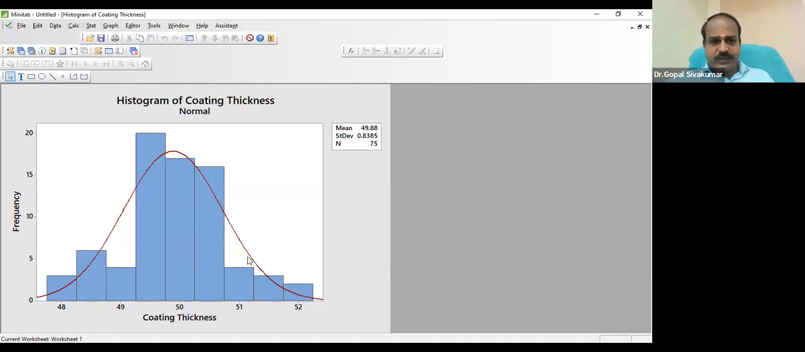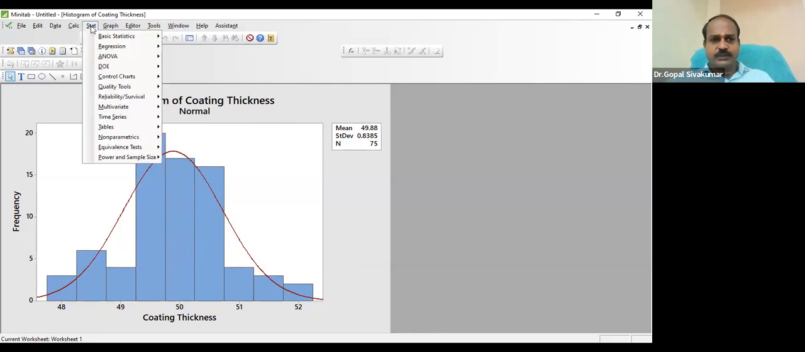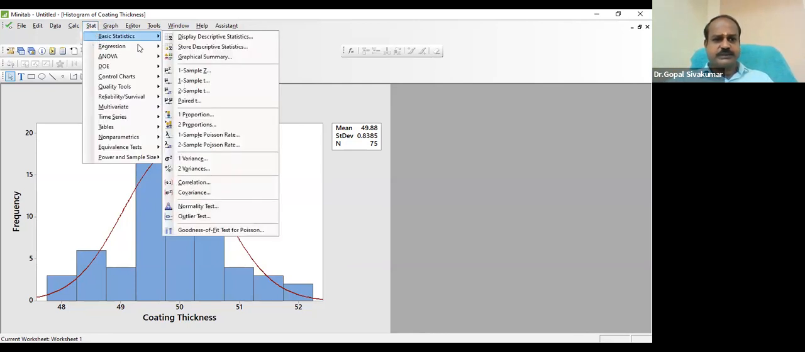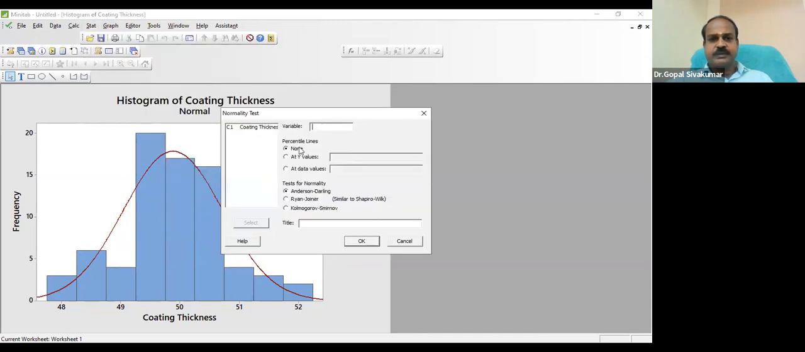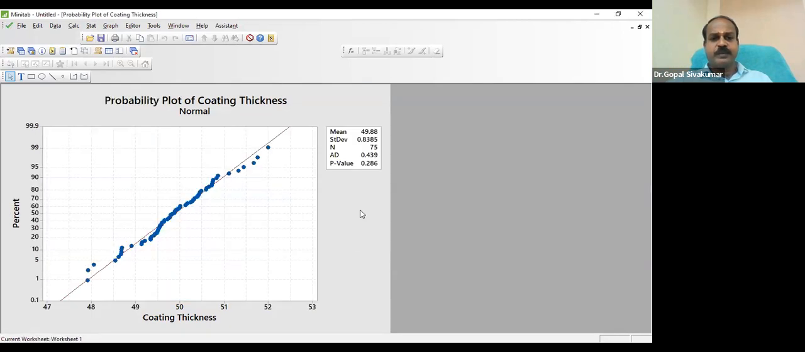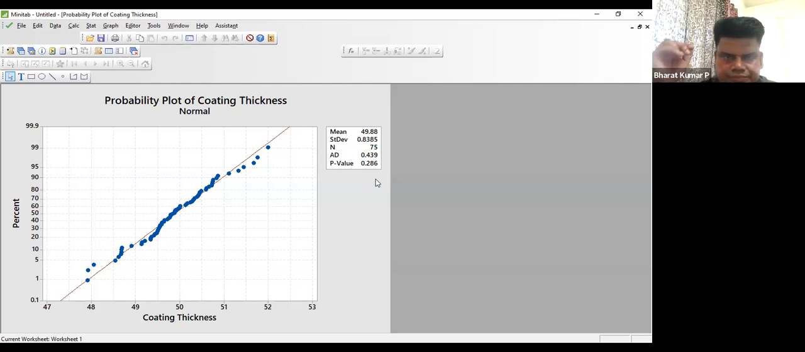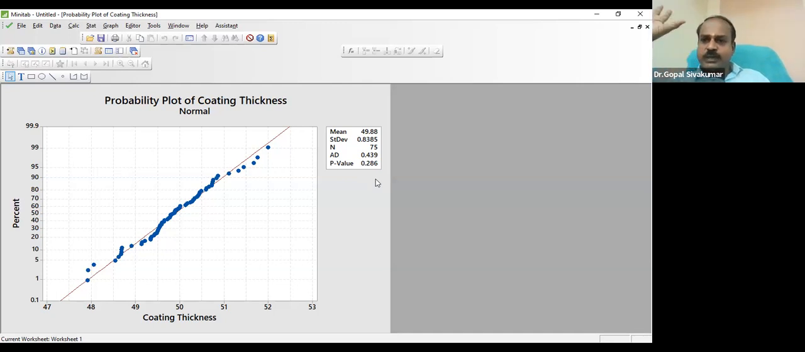But if you find it difficult to understand the normality with just eye judgment, you can conduct a normality test also. Hope you know, right? Basic Statistics, and then there is a Normality Test. Variable is coating thickness. And the test is Anderson-Darling. Okay. And how much is your p-value? More than 0.05. Since it is more than 0.05, your data is normal. Null cannot be rejected now.